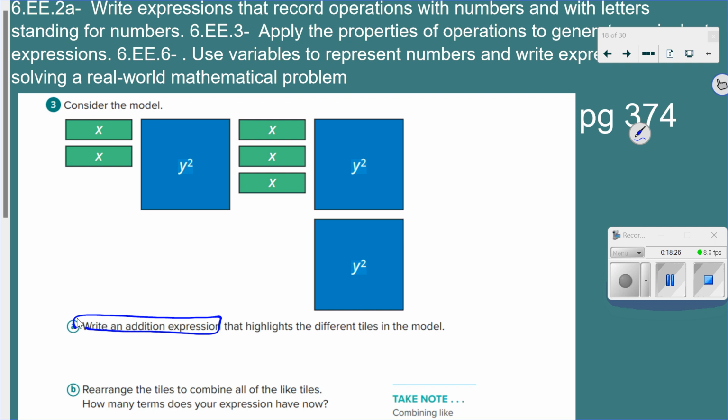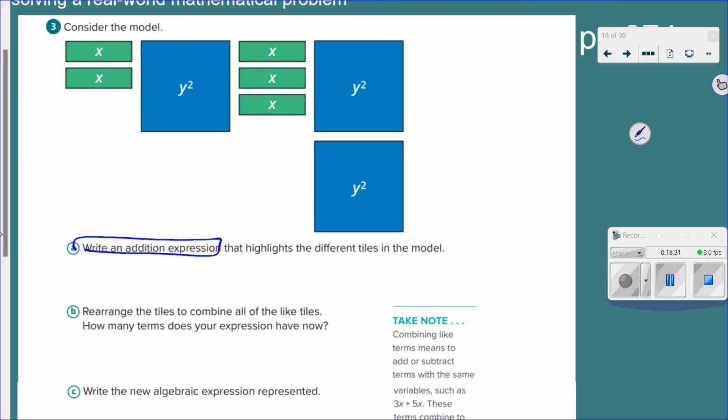So our first one, we're writing the addition expression just like it is. So how did you write this one? You're supposed to write the expression for it just like it is. David? 2x plus y to the second power plus 3x.